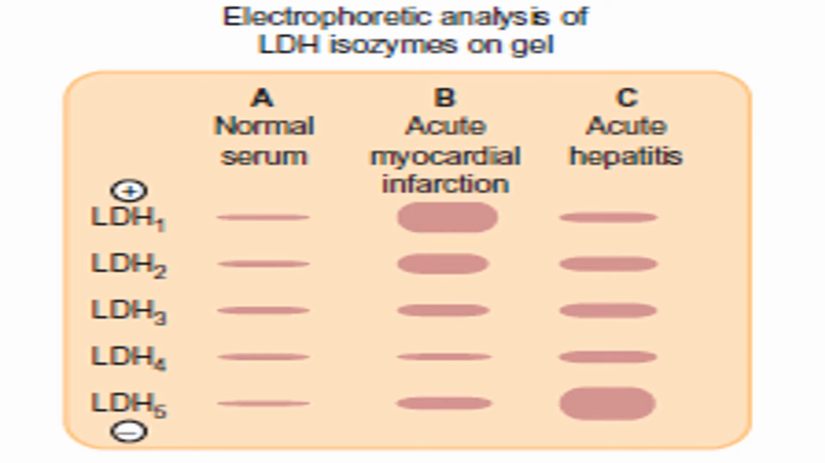Then if you recall, lactate dehydrogenase 5 is mainly present in the skeletal muscles and liver. So in case of acute hepatitis, the broad band which is shown in this picture is of lactate dehydrogenase 5. So on electrophoretic analysis, we can diagnose various disorders if we are very well familiar with the isoenzyme forms of that particular enzyme.